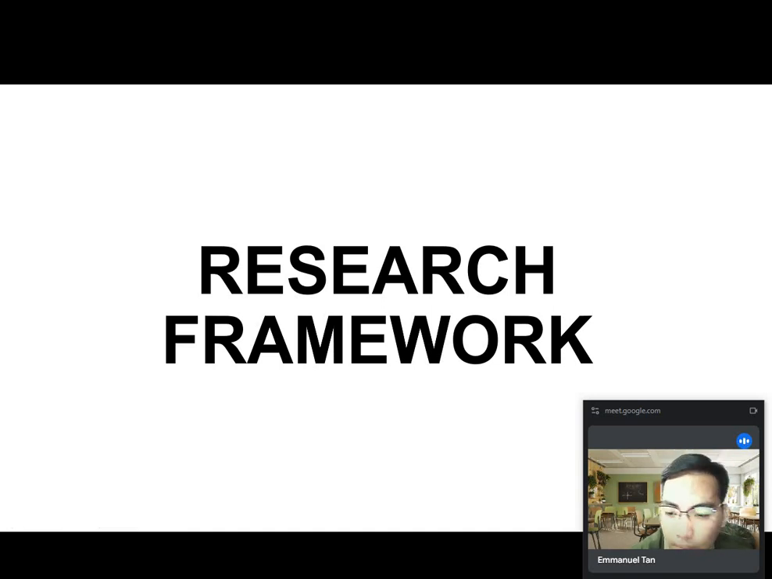Good day, everyone. Assuming that you're done with your research questions and your statement of the problem, this is the next part that you must do as a research beginner: the research framework. The research framework is actually the visual plan of your research process. Okay.